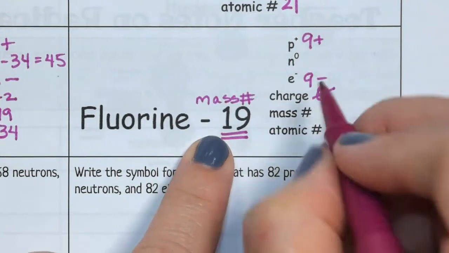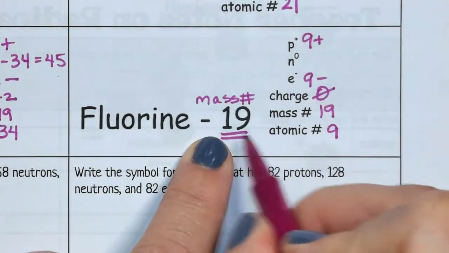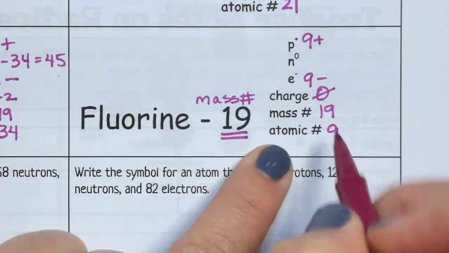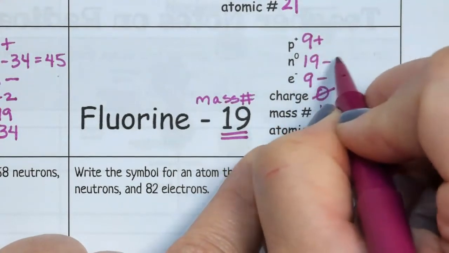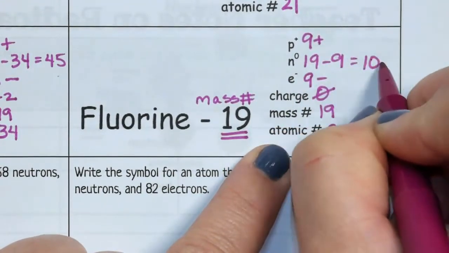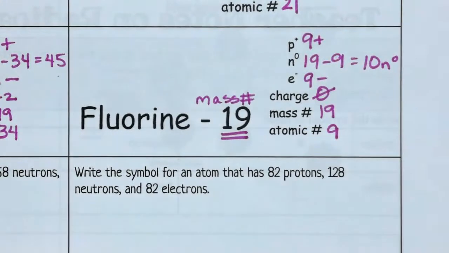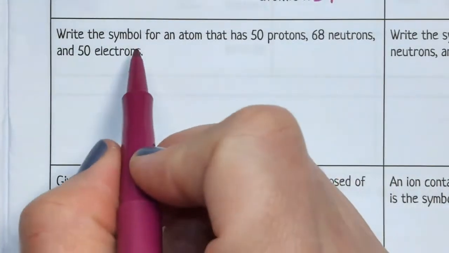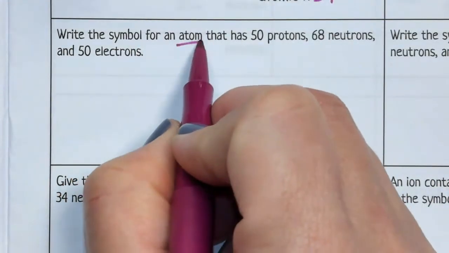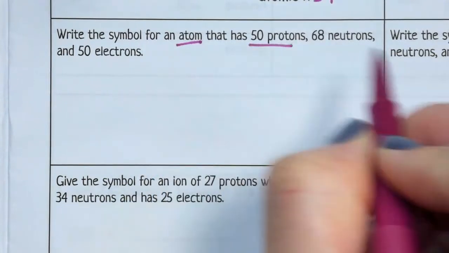And then the mass number is 19, and then I'll do 19 minus 9 to get my number of neutrons, which is 10 neutrons. We're going to do the reverse now. Write the symbol for an atom that has 50 protons.